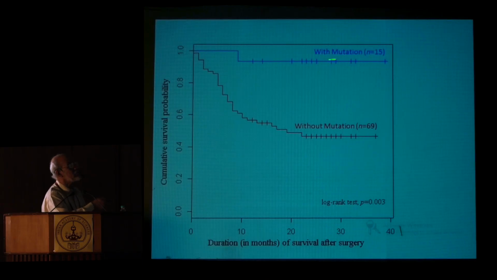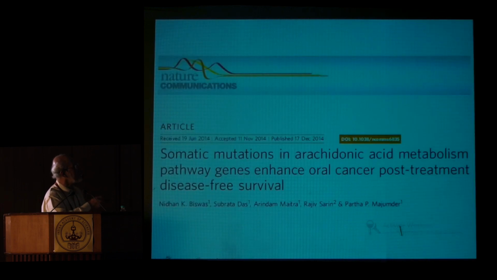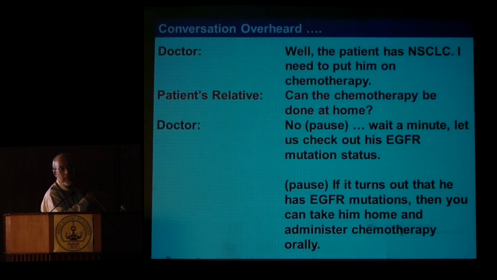Interestingly enough, individuals who have mutations in that particular pathway have a great survival advantage compared to individuals who do not have mutations. These mutations are like natural inhibitors, so that's what happens. We published this.